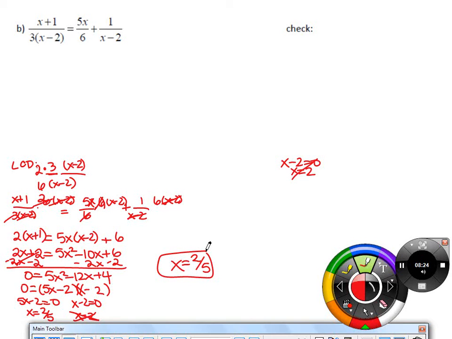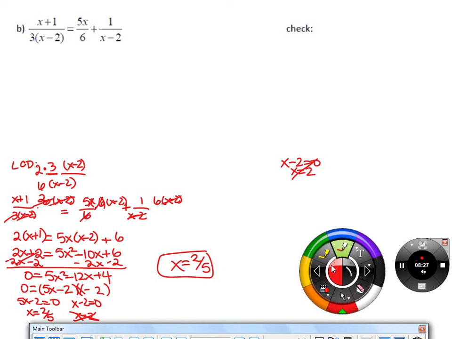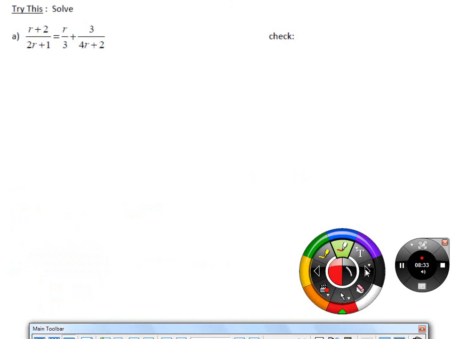Okay? So you can check and plug it all the way in, as you always can with solving any types of equations. But in this type, we can specifically look for those extraneous solutions by what would make the denominator equal to 0.